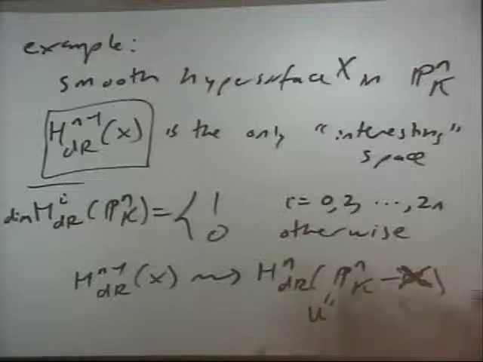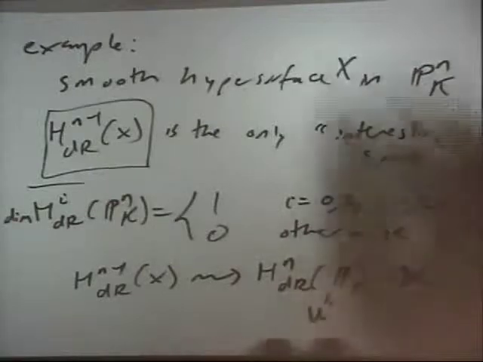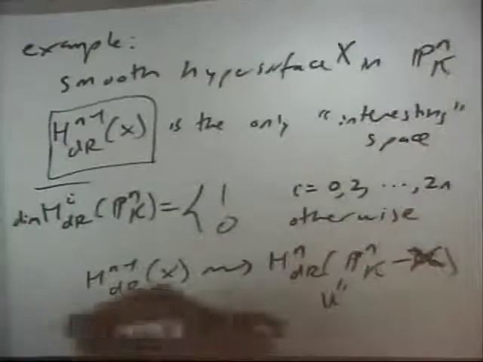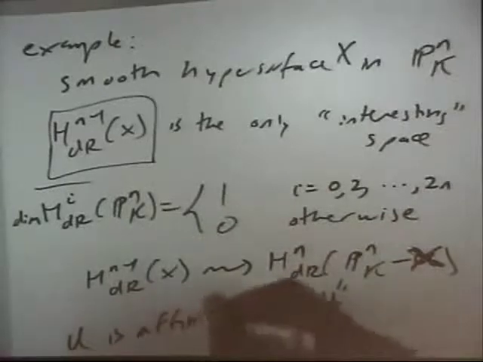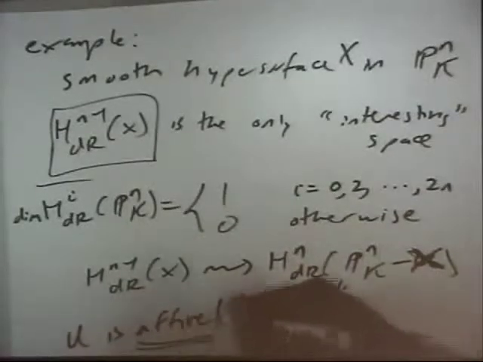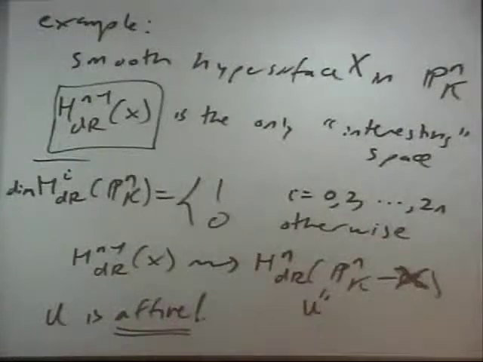And here's the beautiful thing. This U, the complement of this smooth hypersurface in projective space, is affine. So you don't have to do any hyper nonsense. On U, you actually can just directly compute the cohomology using differential forms. This thing is n-dimensional, so every n-form is closed, so you only have to figure out which are the exact n-forms. So this is very much in the spirit of what I did earlier with the elliptic curve.